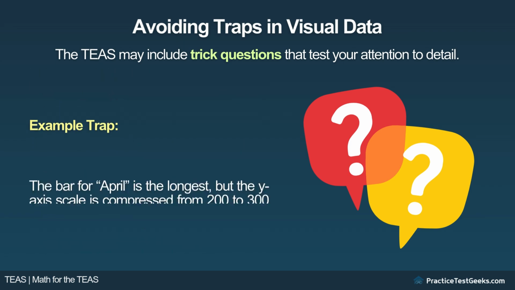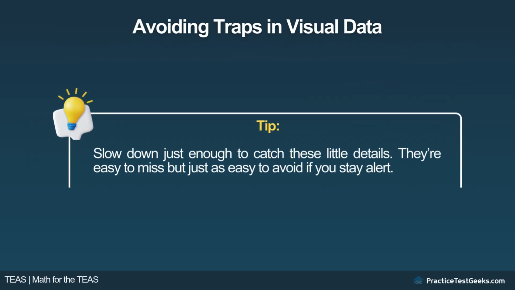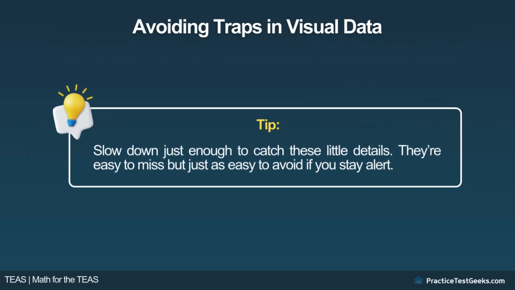Example trap. Let's say you're reading a bar graph and April has the tallest bar. It might look like a huge spike, but if the y-axis only ranges from 200 to 300, the actual difference may be very small. So visually it's dramatic, but numerically it's not. TEAS tip: slow down just enough to catch these little details. They're easy to miss, but just as easy to avoid if you stay alert.